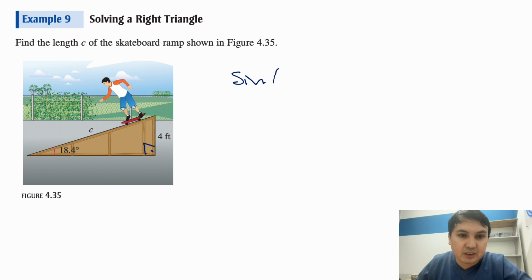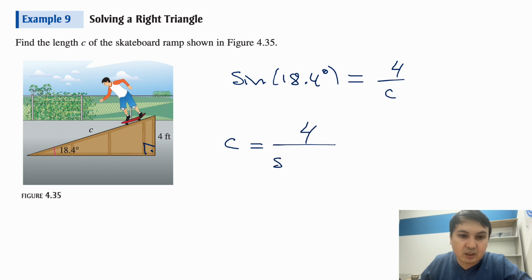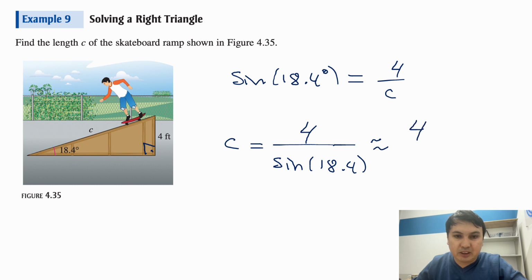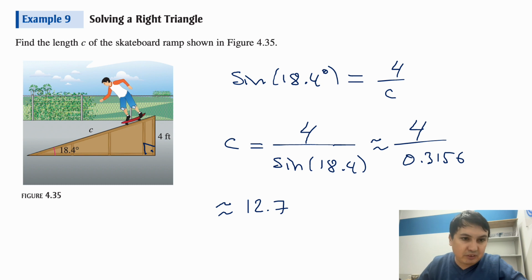So sine of 18.4 degrees is 4 divided by c. I need c, right? So c is 4 divided by sine of 18.4. Again, we need to use the calculator to estimate the sine, which is 0.31516, and once you divide, it's roughly 12.7, whatever the units. For the skateboard ramp, nothing is shown, so I don't know. It could be meters, it could be feet, and so forth. Okay.